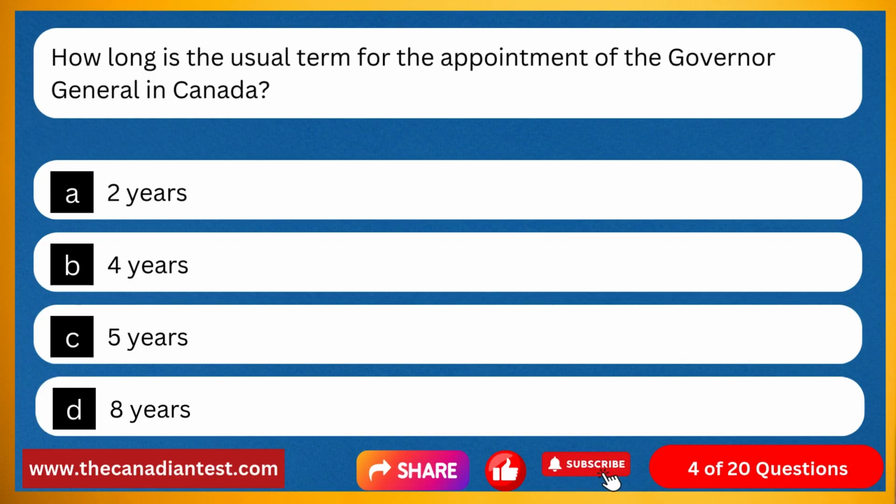Question 4. How long is the usual term for the appointment of the Governor-General in Canada? Option A, 2 years. Option B, 4 years. Option C, 5 years. Option D, 8 years.